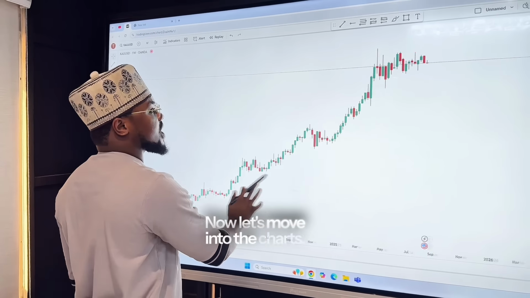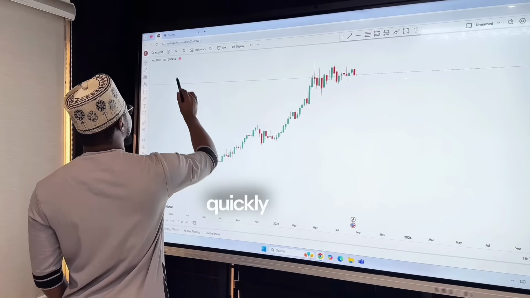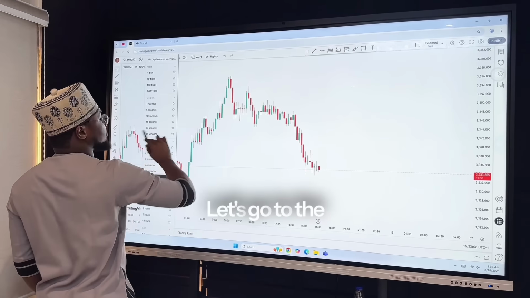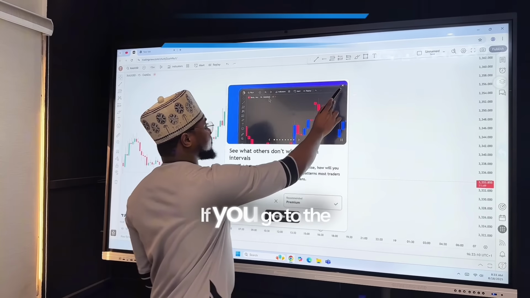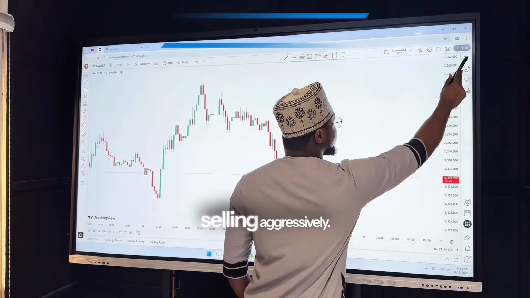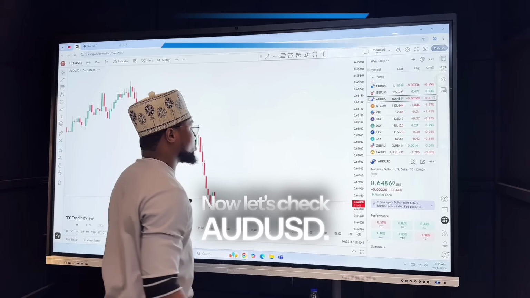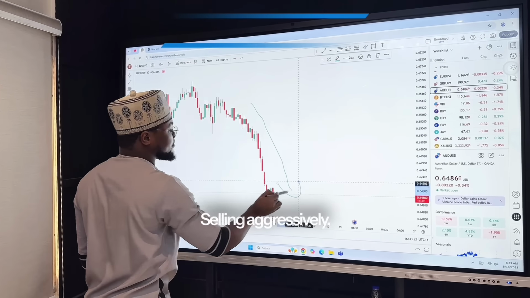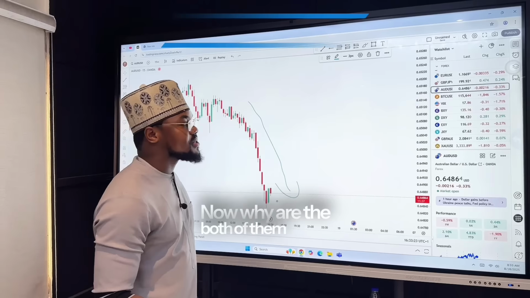Now, let's move into the charts. You can currently check gold now. Let's go to the 15 minutes time frame. If you go to the 15 minutes time frame, what can you see? You can see gold selling aggressively. Now let's check AUD/USD. What's AUD/USD also doing? Selling aggressively.